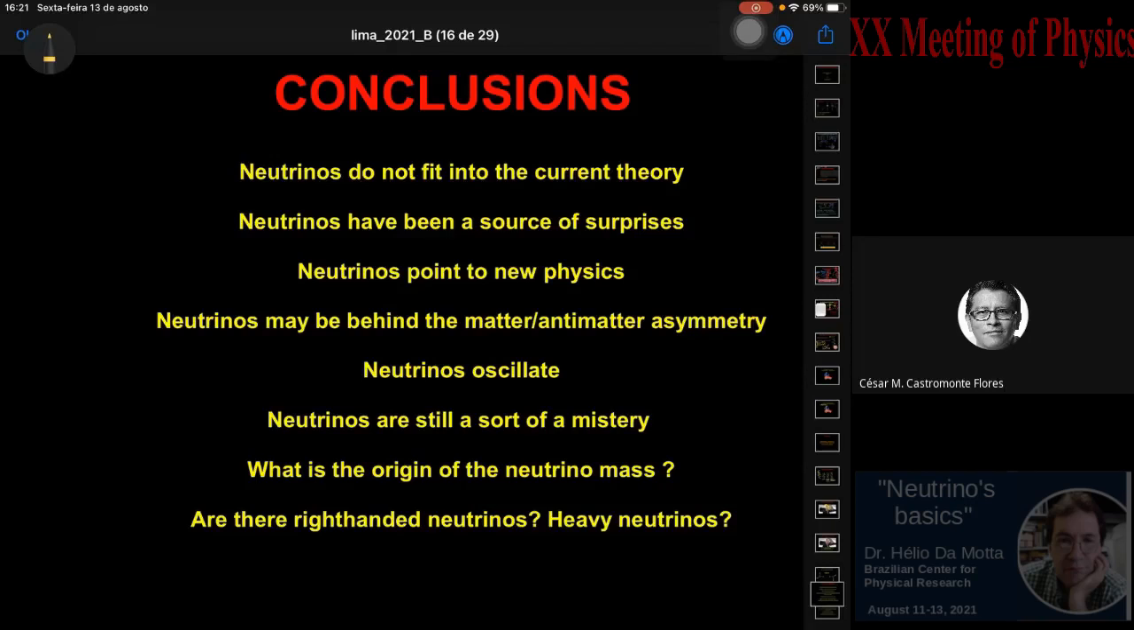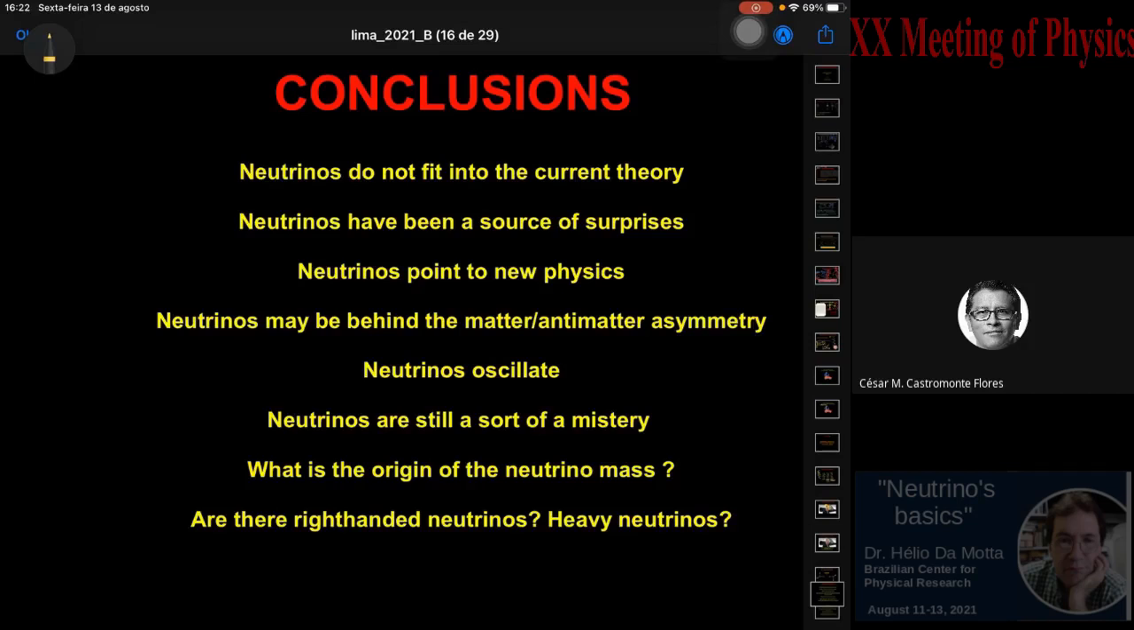Neutrinos have always been a source of surprise. Everything you deal with neutrinos, things do not go the way we expect. It has been since the beginning and until now. Maybe there is no right-handed neutrino, and maybe there is this heavy neutrino, and this difference in mass. We don't understand how neutrinos have a mass, because the mechanism that produces mass does not work for the neutrino. So neutrinos point to what we call new physics, the physics that we do not understand yet, that we have to understand.